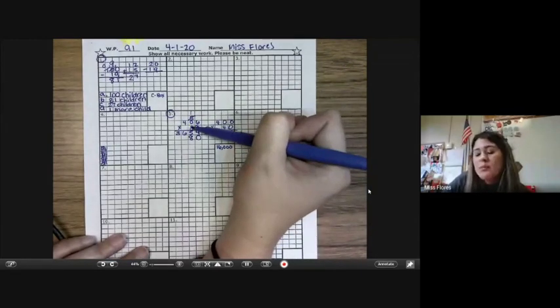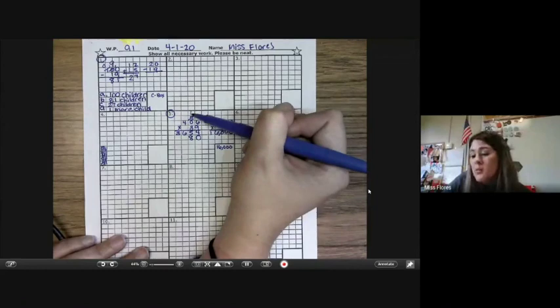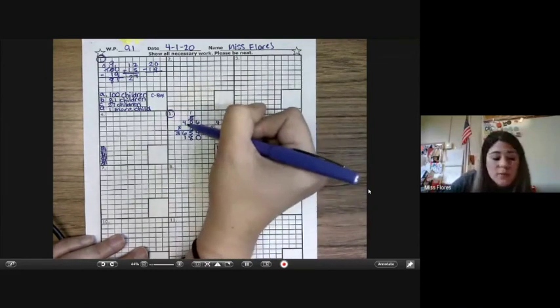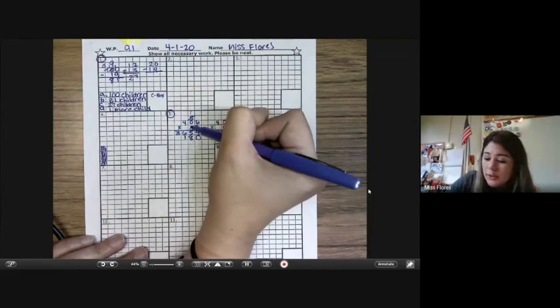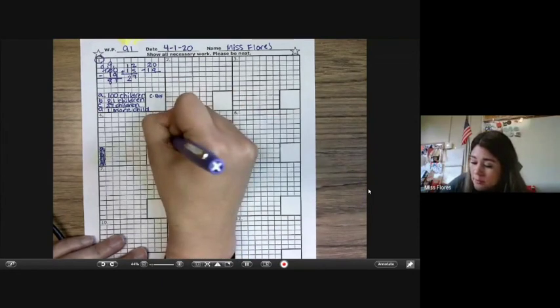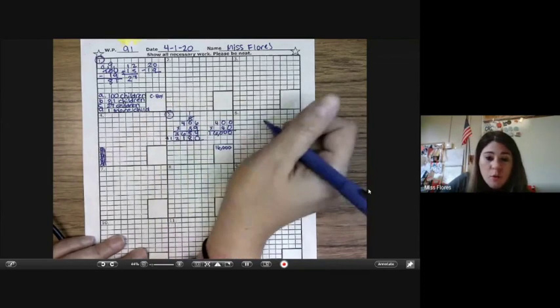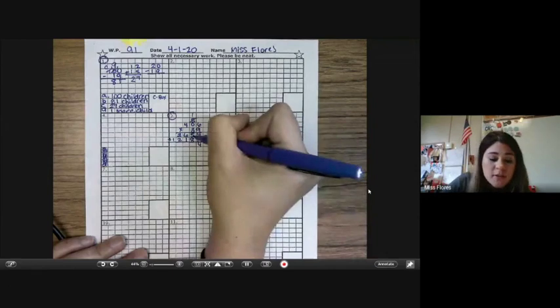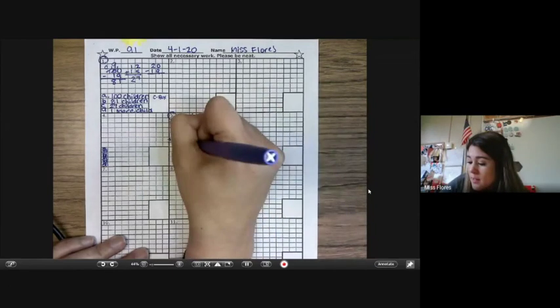All right, so 3 times 0 is 0 plus 1 is 1. Then we do 4 times 3, and we get 4, 8, 12. Now we add straight down. Okay, 4 plus 0 is 4, and 8 plus 5 is 13.